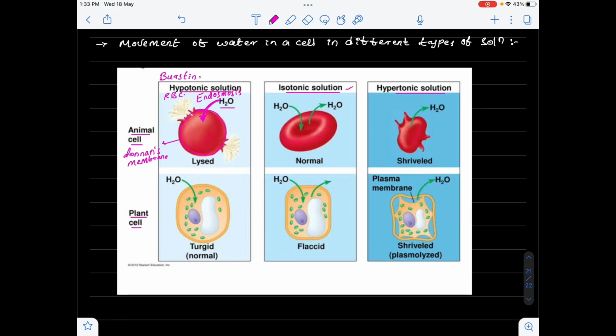After some time, we can see there is a bursting of RBC, and we call this process of bursting of RBC when it is placed in hypotonic solution as hemolysis.